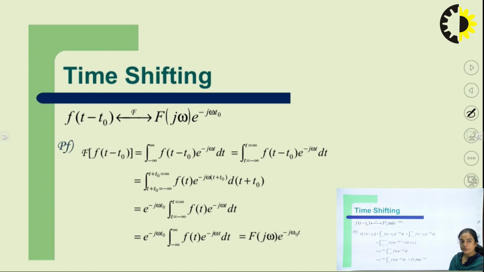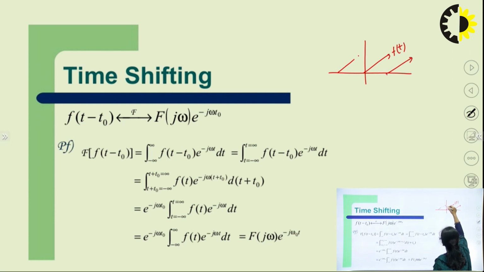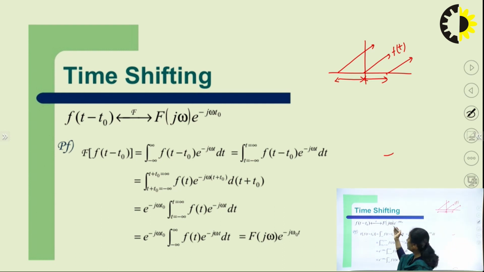So next is the time shifting property, f(t minus t naught). Any function in time domain can be shifted backward and forward as well. So suppose function f(t) is given. This is the function f(t). Okay, so you can shift in this way, you can shift in this way. Okay, so in both directions you can shift, t plus t naught, t minus t naught. So now f(t minus t naught) will be F(jω) into e to the power minus jω into t naught.